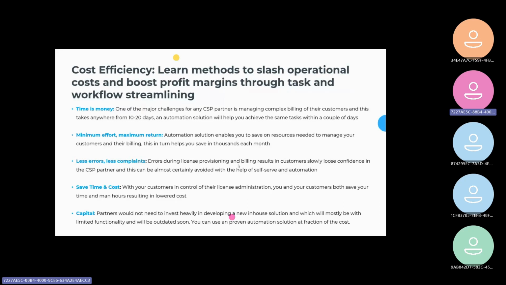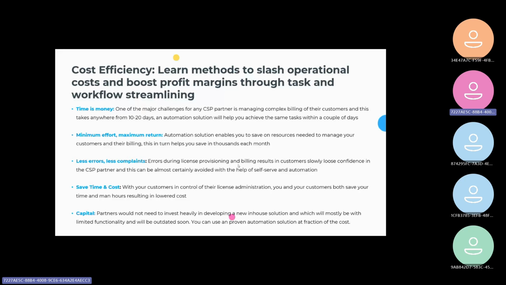And in some cases, it can happen because of a communication error that an incorrect license may be purchased. And more often than not, it is always on the partner's head, wherein the partner ends up bearing the cost. And this is where an automation solution will ensure that such errors are reduced to almost nil. And at the same time, this process will also ensure that not just you as a partner, even your respective customers end up saving their time.